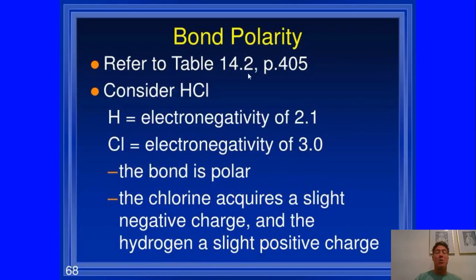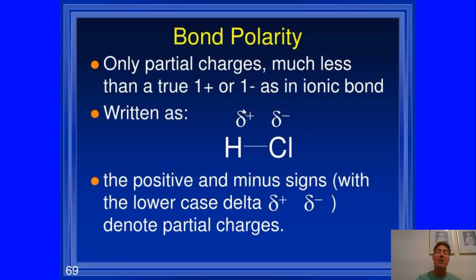So we can talk about bond polarity by looking at the difference in electronegativity. Look at the electronegativity of H in an HCl bond. H has an electronegativity of 2.1. Cl has an electronegativity of 3.0. The difference is 0.9, so the bond is polar. The chlorine acquires a slight negative charge, and the hydrogen has a slight positive charge. We represent that with the Greek letter delta. We say delta plus for a slight positive charge on the hydrogen, and delta negative for a slight negative charge on the chlorine. They denote partial charges.